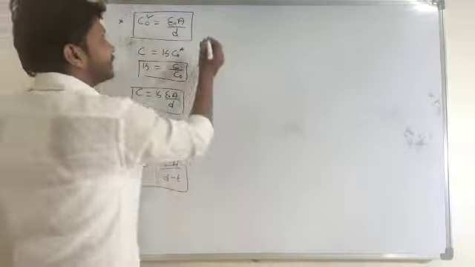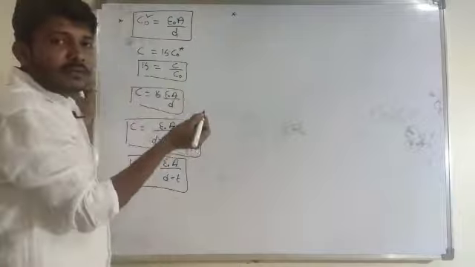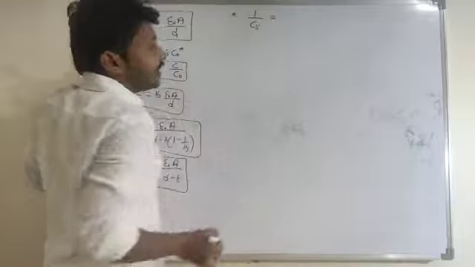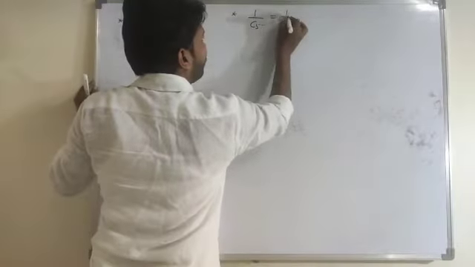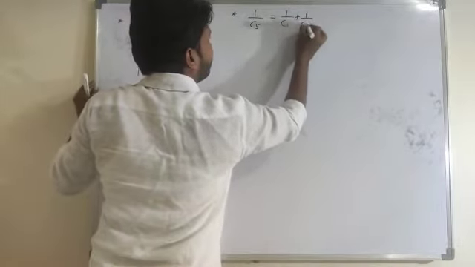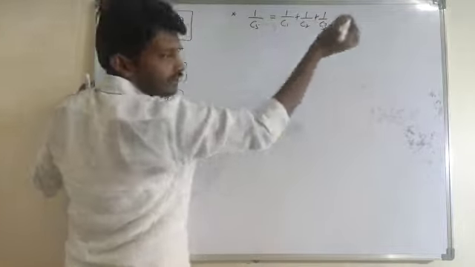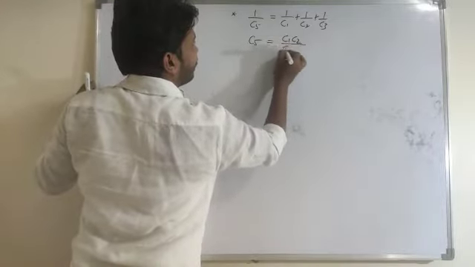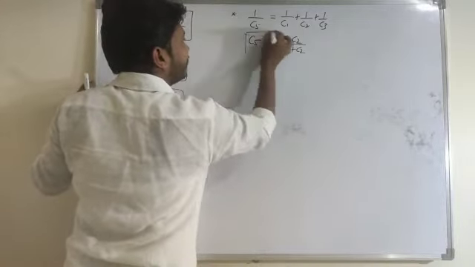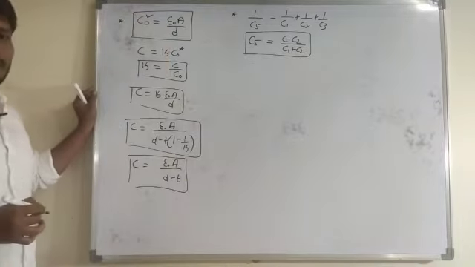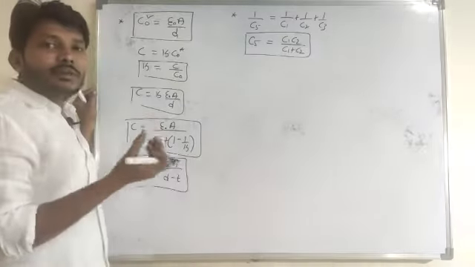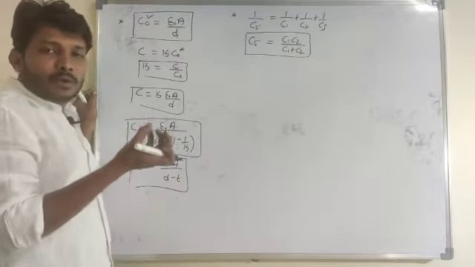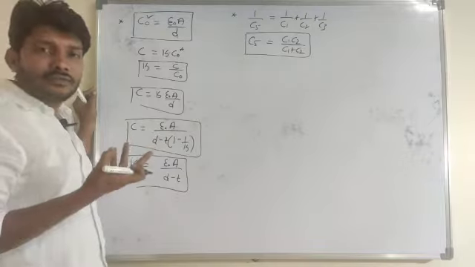Now let me consider the series combination and the parallel combination. If the capacitors are arranged in a series combination, 1 by Cs is equal to 1 by C1 plus 1 by C2 plus 1 by C3, and so on. If two capacitors are connected in series, it is C1 into C2 divided by C1 plus C2. This is the connecting formula. In a series combination, which quantity remains the same? The charge remains the same. So the total potential difference is equal to the sum of the individual ones.